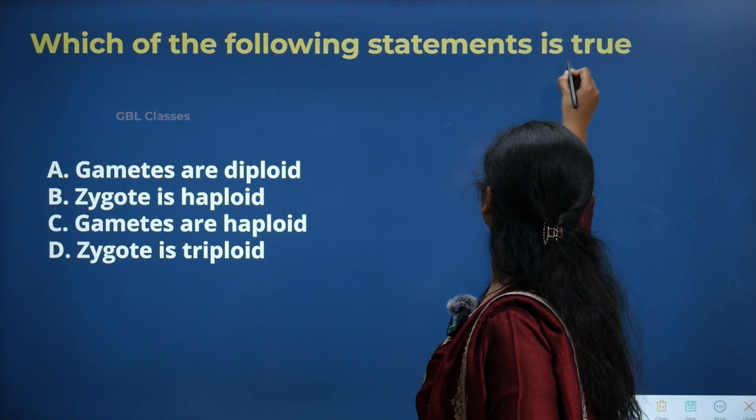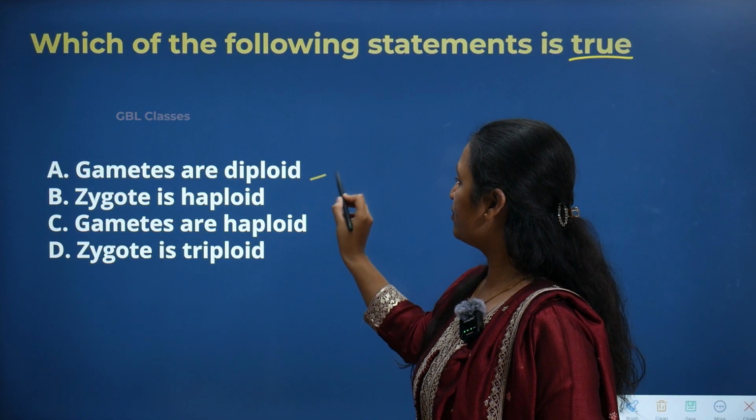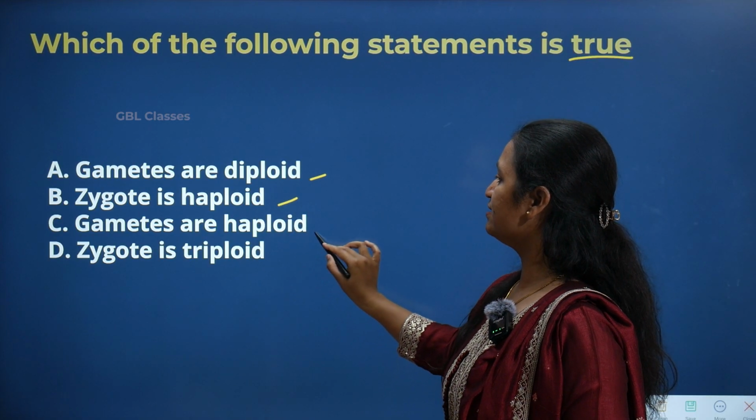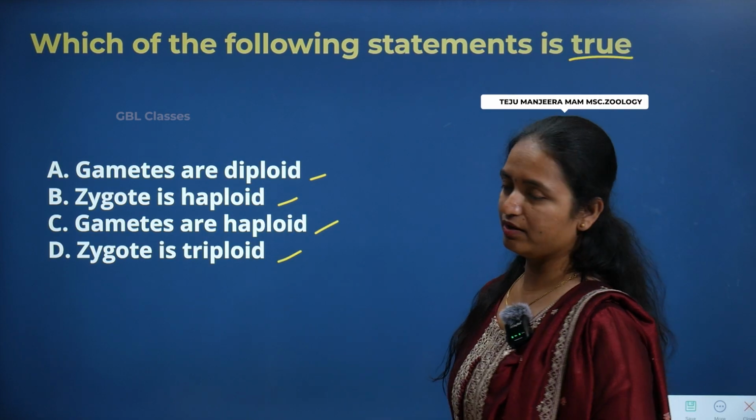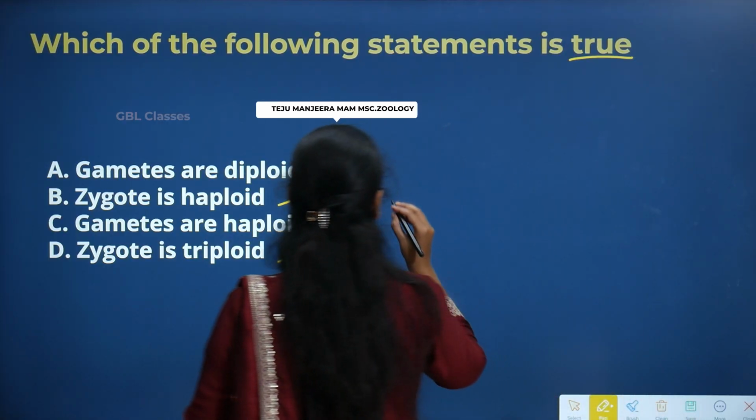Which of the following statements is true? Gametes are diploid, zygote is haploid; gametes are haploid, zygote is triploid. Here you have to remember two processes.